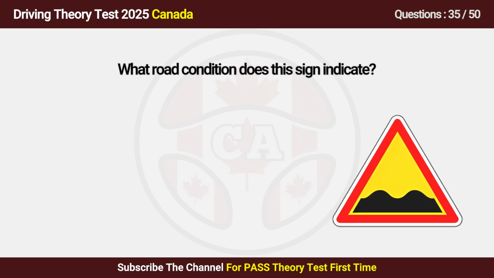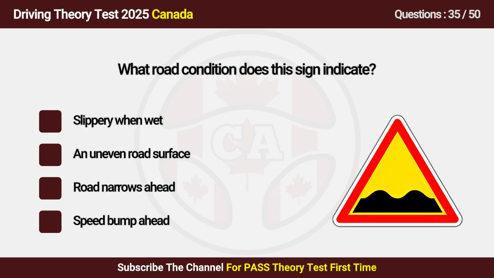Question 35. What road condition does this sign indicate? A. Slippery when wet. B. An uneven road surface. C. Road narrows ahead. D. Speed bump ahead.